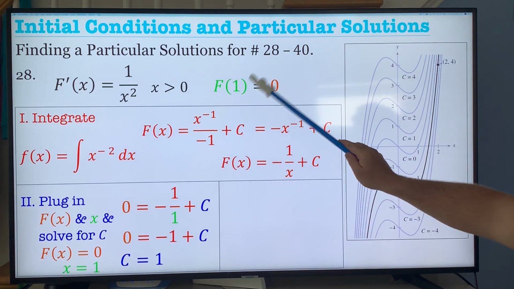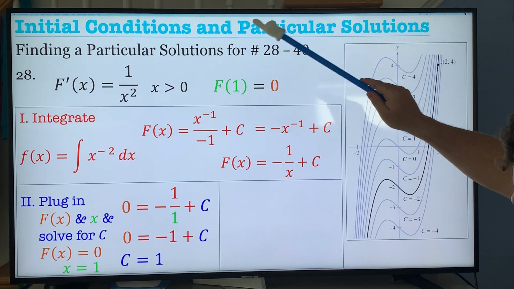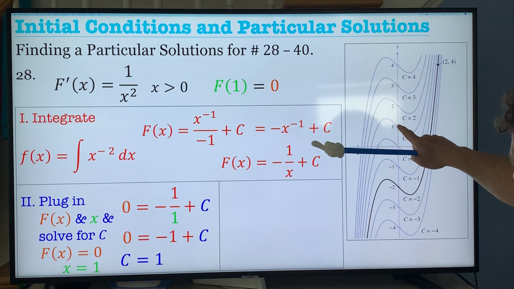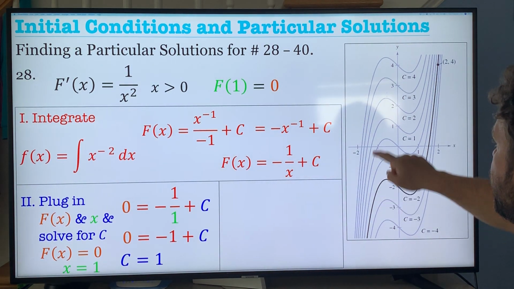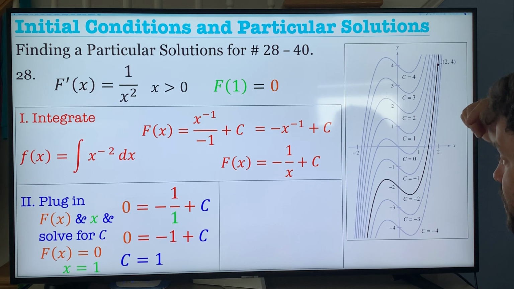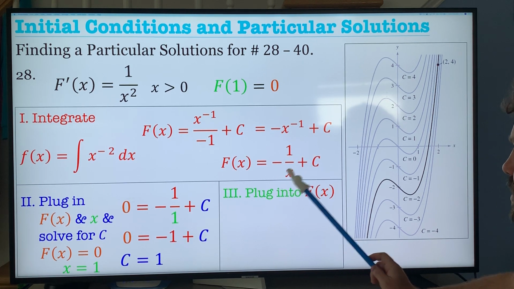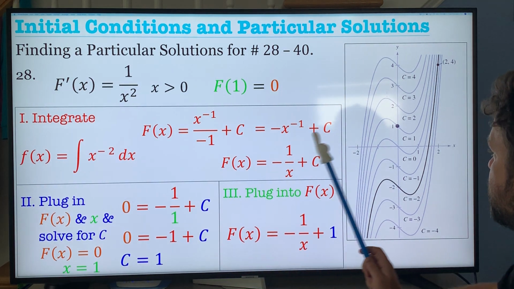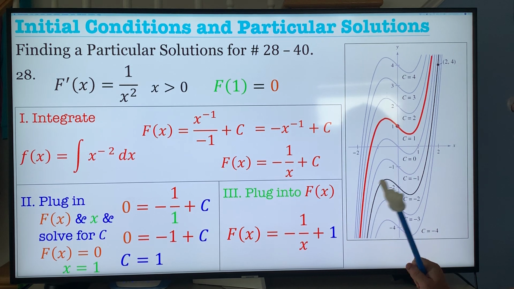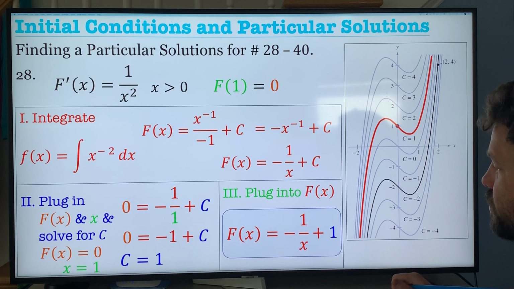So now, at this particular point, at point 1, 0, this point right here, we have this graph. Your derivative of this graph right here is going to be, plug into f of x, negative 1 over x plus 1. That's your answer. So that graph right here is your answer. Got it? See what that was?